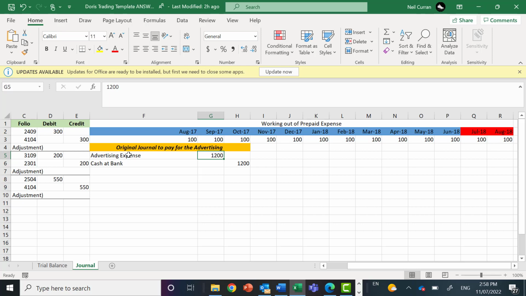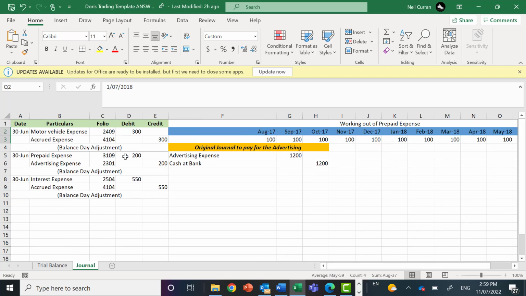We need to take out what of that $1,200 relates to the next financial year, which is 2 months. My best advice when you're working out a prepaid is to draw a timeline for yourself of all of the months that this expense relates to. Step number 2, work out how much per month, and then work out how much of that total bill, in this case $1,200, relates to the next financial period, and that is the total amount which we are going to journal out as a prepaid expense.